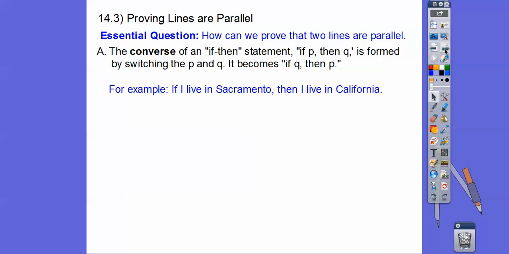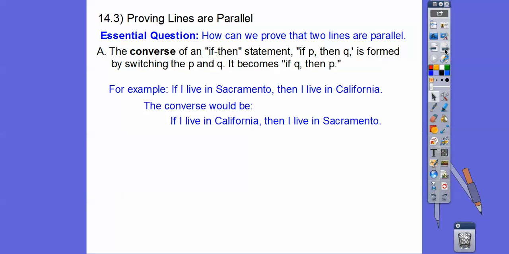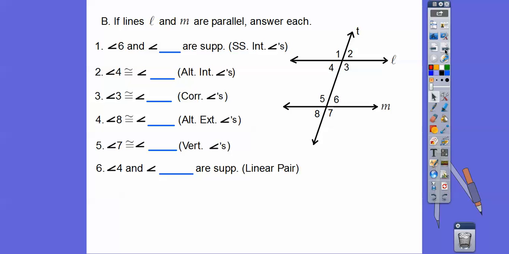If I live in Sacramento, then I live in California. Now, as far as I know, that's true. Someone told me there's a Sacramento in Kentucky or something like that. I don't know, but as far as I know, if I live in Sacramento, then I live in California. The converse would be to just flip them around: if I live in California, then I live in Sacramento. And that's not necessarily true. I could live in all kinds of places in California. So anyway, that's an example of a converse. You'll see how I tie that in, in just a second.